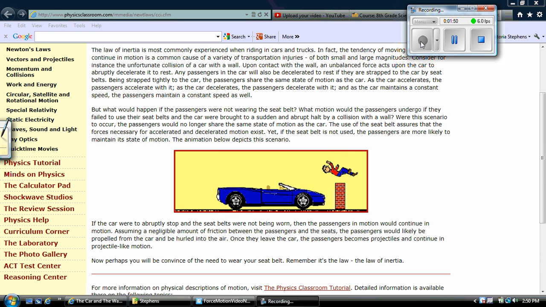So that's why seatbelts are so important, because seatbelts will be the force that stops your motion in a car accident. You don't want to see what's happening to this guy happen to you. So that's why you should always wear seatbelts. Newton's first law of motion.